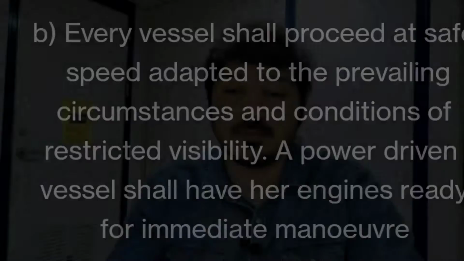Now let's jump onto the B part here. The B part in the book says every vessel shall proceed at a safe speed adapted to the prevailing circumstances and conditions of restricted visibility. A power-driven vessel shall have her engines ready for immediate maneuver. Alright guys, they have not said anything special here.